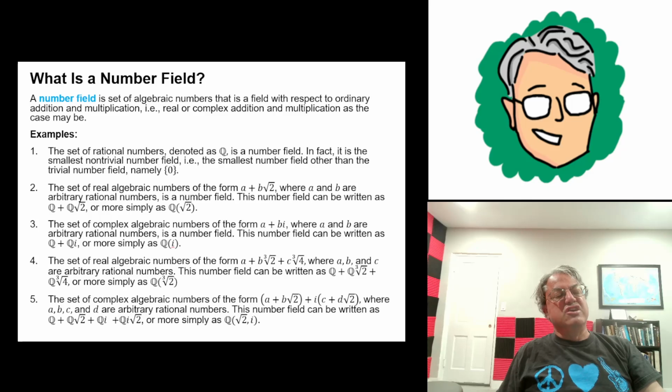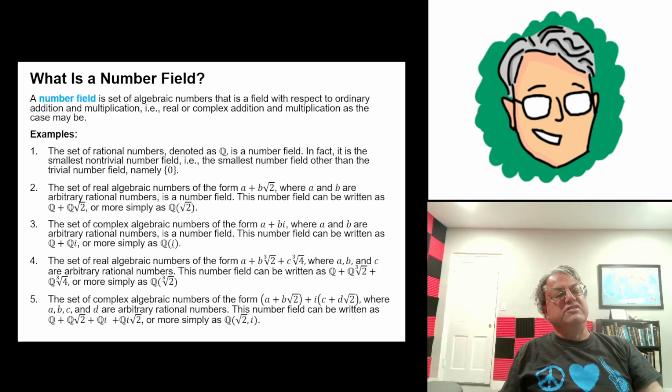And there's a shorthand notation for the field I just described in example 2. We can write it as Q plus Q times the square root of 2, where you imagine you can substitute arbitrary rational numbers for each of the Q's. They don't have to be the same, but they can each be arbitrary rational numbers. Those are all the elements of this field. A simpler way to write it is Q, and then square root of 2 in parentheses next to it. Sometimes we call this Q adjoin square root of 2, or just Q of square root of 2. So that's another example of a number field.